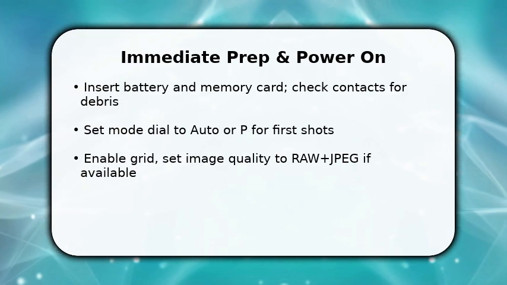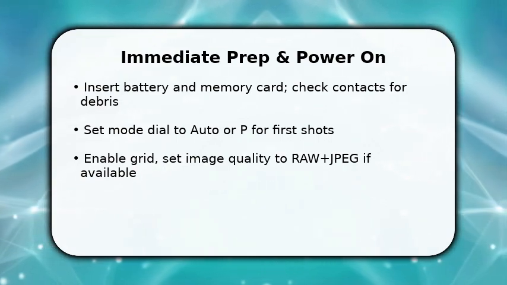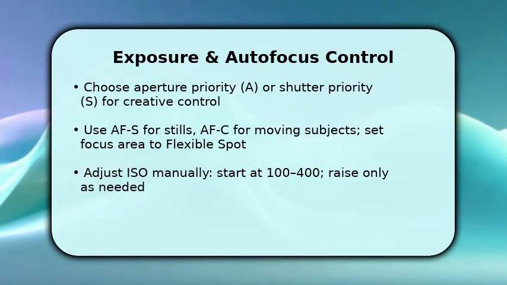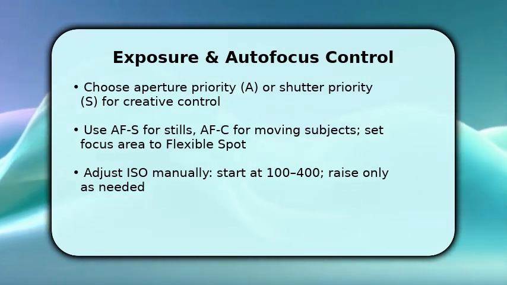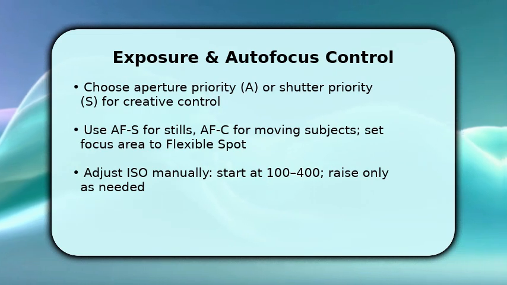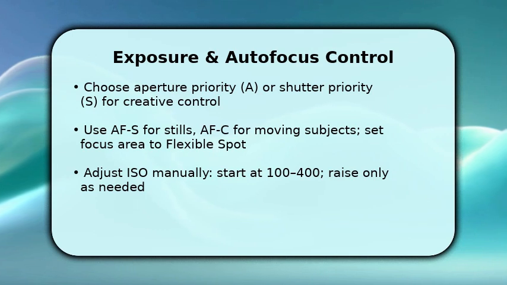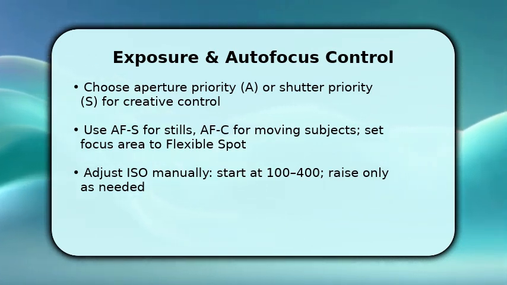Now take control of exposure and focus. Pick aperture priority, A, to control depth of field, or shutter priority, S, to freeze motion. Each choice changes how the camera meters light. For focus, use AF-S for still subjects and AF-C for motion. Set the focus area to flexible spot to place the focus precisely.